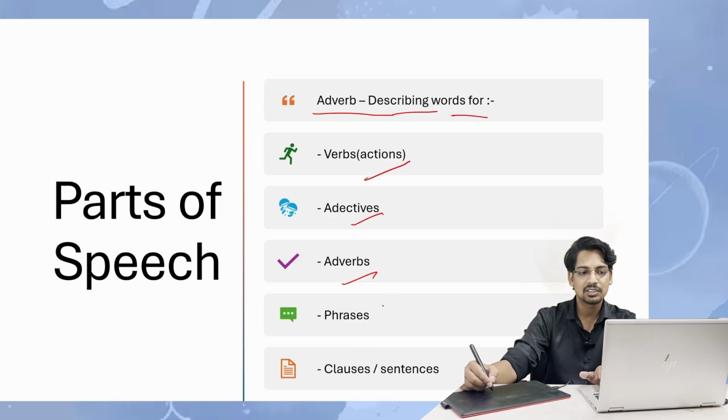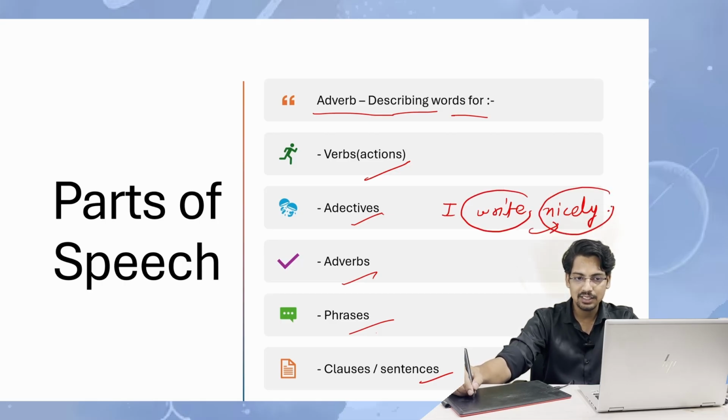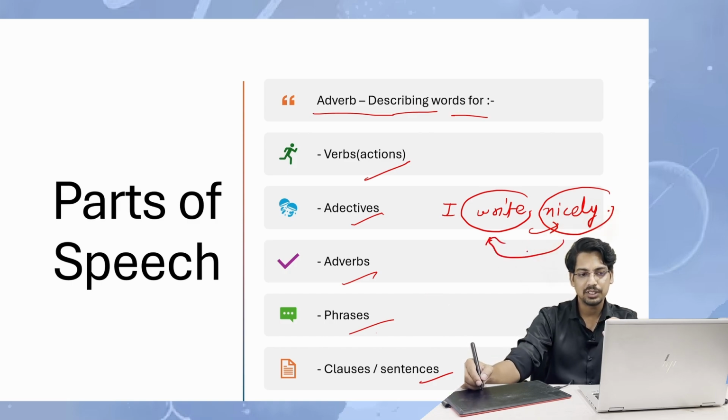Adverbs, when we talk about the adverbs, these are the modifying or the describing words for actions, adjectives, adverbs, phrases, or clauses or sentences. Let me write down an example here. I write nicely. Here, how do I write? I write nicely. So nicely is the word that is modifying the word write. That means nicely is an adverb here, right?